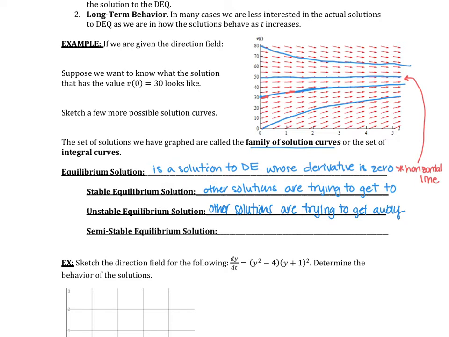Now, in cases where solutions on one side of the equilibrium move towards it, but on the other side they move away from it, we call that equilibrium solution semi-stable. So this is where on one side solutions tend towards, and on one side solutions tend away. That would be a semi-stable equilibrium solution. Okay, let's look at an example.